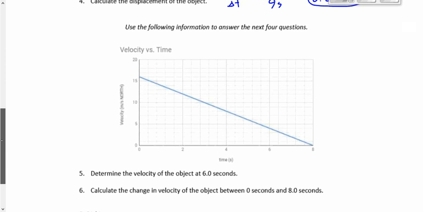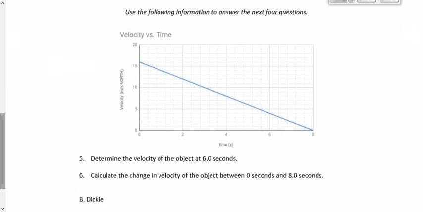Okay, next one. Also a velocity versus time graph. What's the velocity of this object at 6 seconds? So we're going to go up and over. We're going up by ones here, so that's going to just be 4 meters per second. 4 meters per second to the north, or we could just leave it as positive 4.